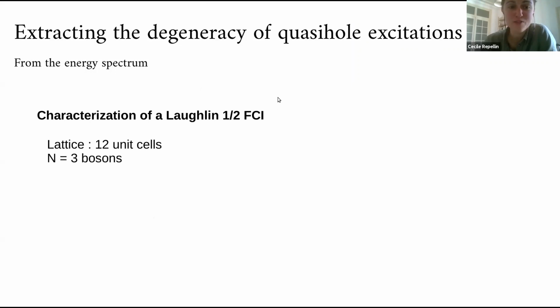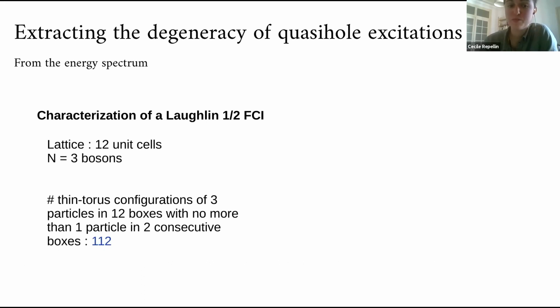states for bosons. So I'm considering a lattice with 12 unit cells. So I have 12 orbitals in the lowest band, and I'm considering 3 bosons. I would have the ground state for 6 bosons because that would be a filling fraction 1/2, 6/12, and I have removed 3 particles to obtain 3 bosons. So now I count the number of configurations of 3 particles in 12 boxes with no more than 1 particle in 2 consecutive boxes.